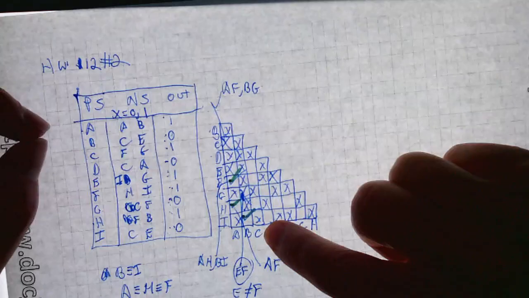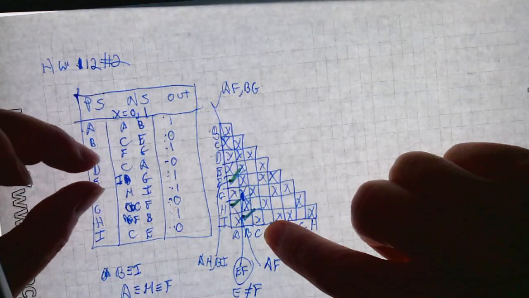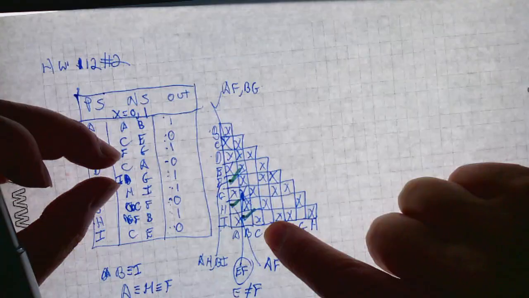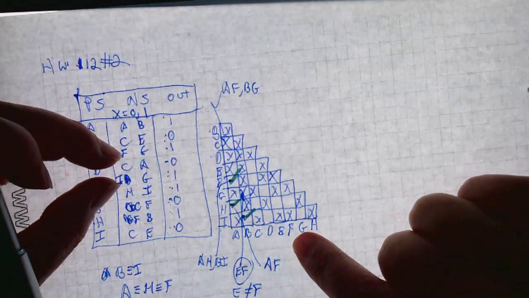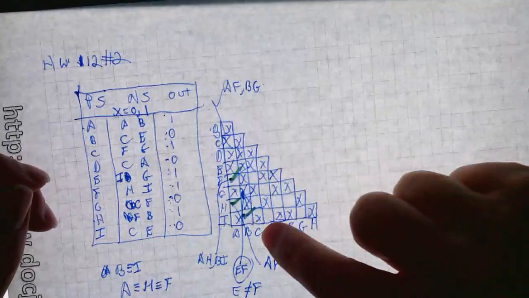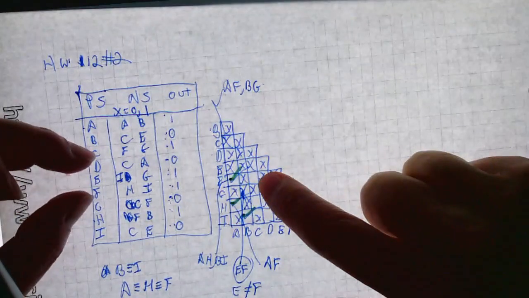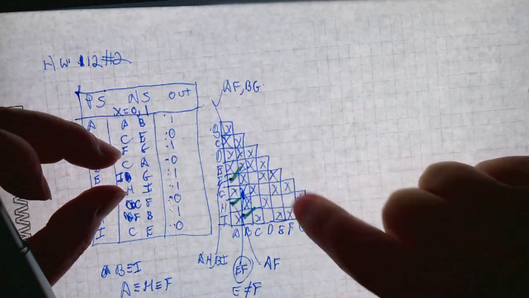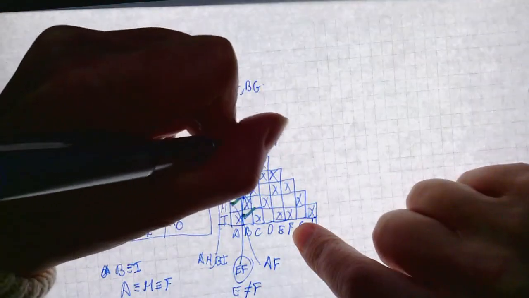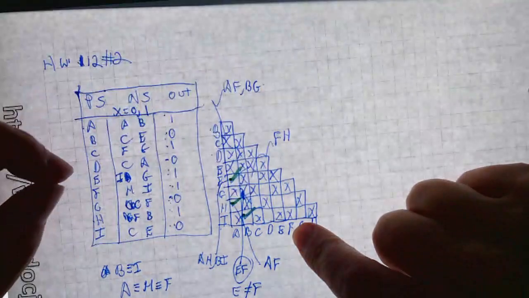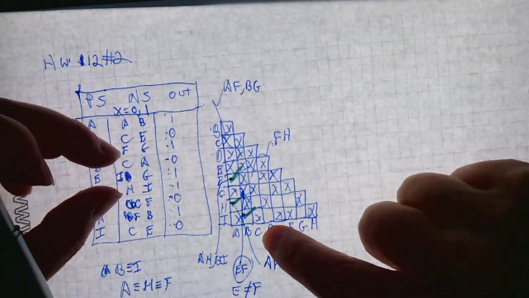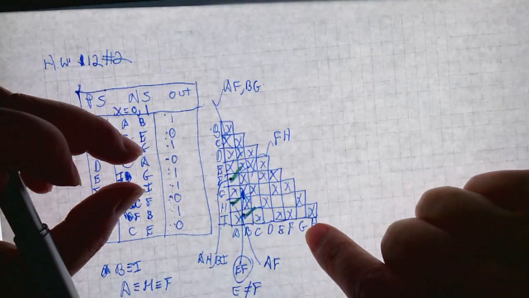C is equal to E if F equals I. It doesn't. That's no good. Let's see. C equals F if F is equal to H. It might. C equals F if G equals I. It might.